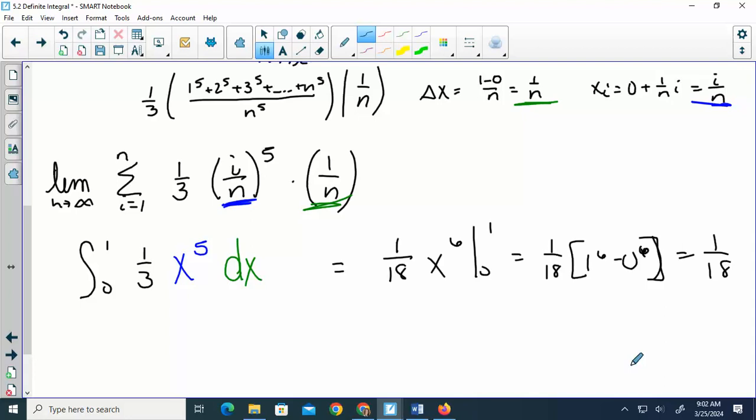Any questions on that? Okay. So a few more things about our integrals.